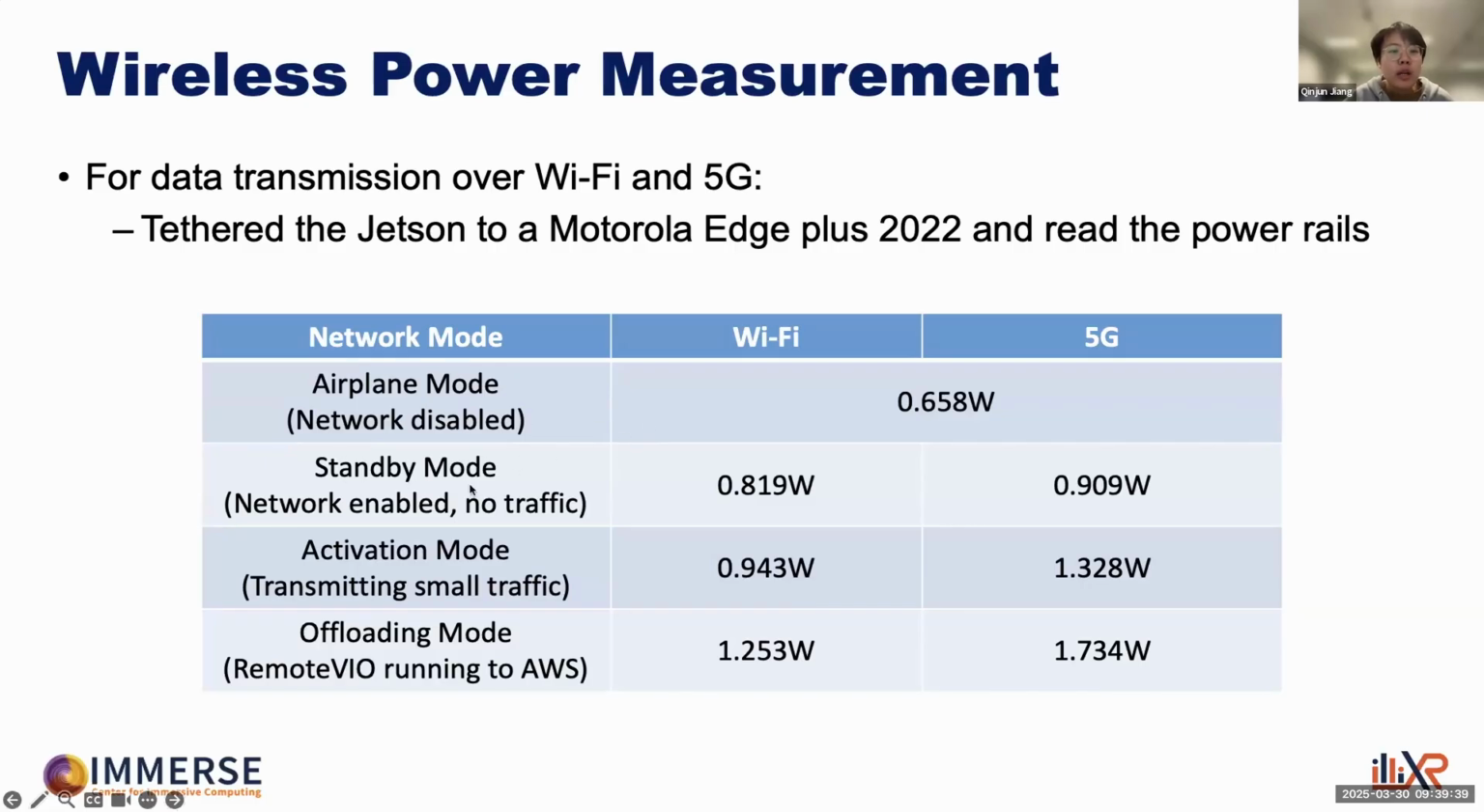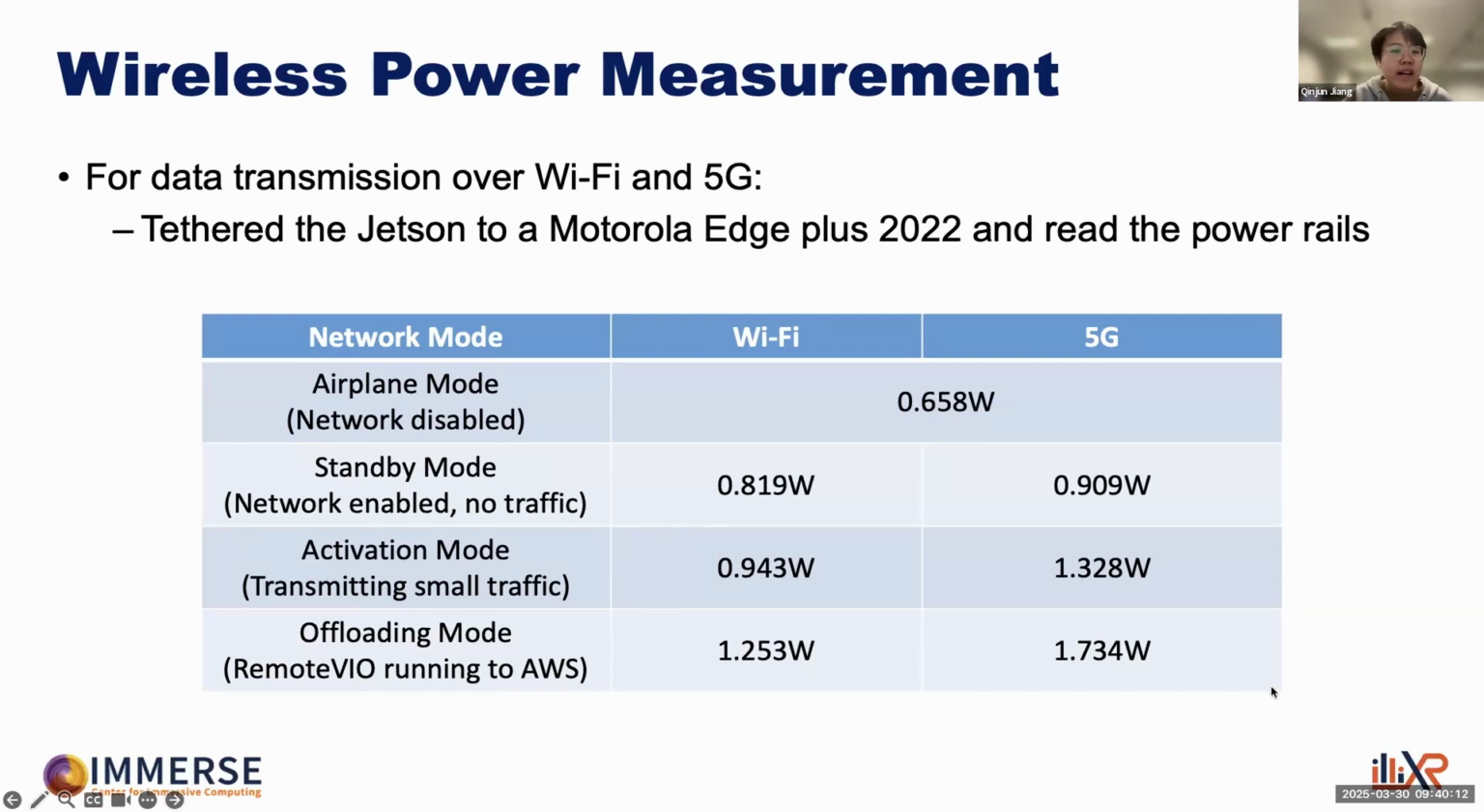There's also the standby mode, where the network is enabled, but there's no traffic activity going on. There's also the activation mode, where we enable the network and we are transmitting some small traffic to simulate normally seen scenarios in XR. And finally, there's the offloading mode, which represents the real traffic going on when remote VIO is running and we are offloading to the AWS server.